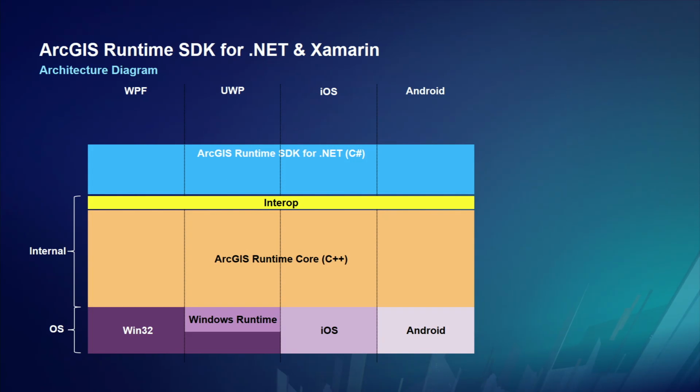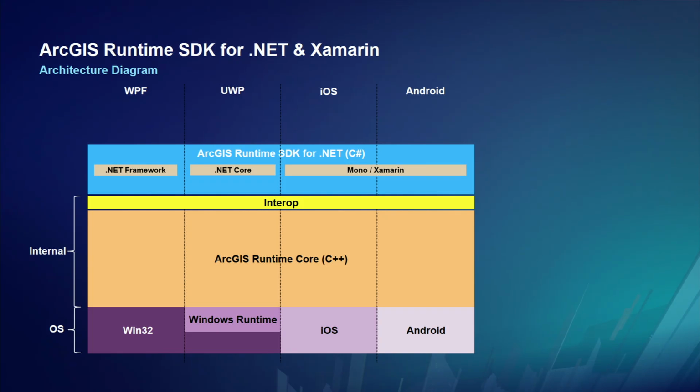So let's take a look at the architecture of the .NET SDK then. Down at the bottom, you've got the different operating systems, so they obviously have different platforms, different technologies in there. That orange band in the middle is the ArcGIS Runtime C++ core. That's where all of the ArcGIS Runtime functionality is implemented across those different platforms. And then there is a bit of interop code, and we have the .NET C# code that we write that exposes the API to you as developers.